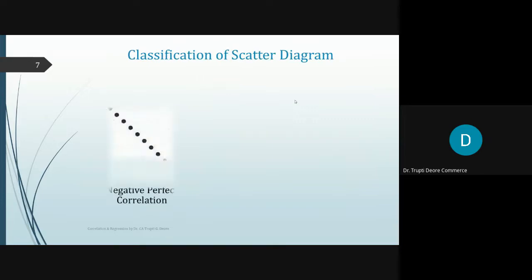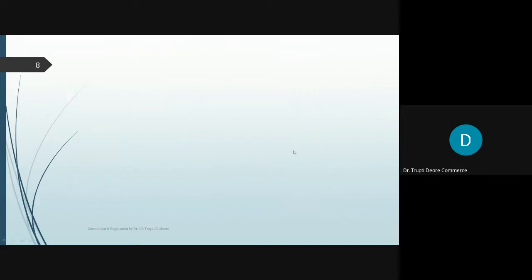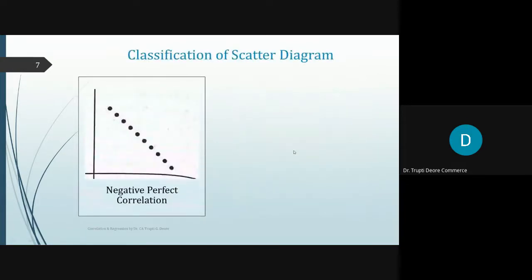Another one is negative, perfect negative. In negative, they are in opposite directions, right? There is a change in x, and it also has a change in y, but it is in the reverse direction. That's why it's a negative perfect correlation.